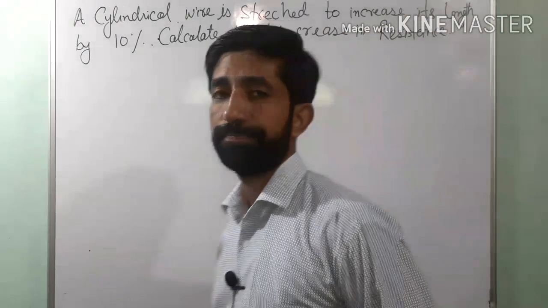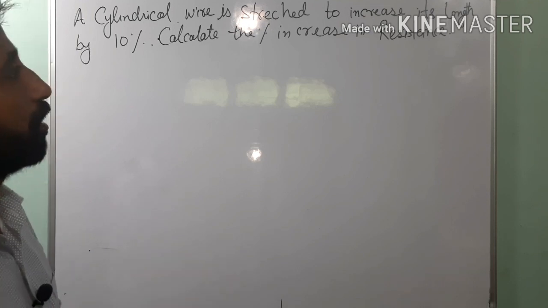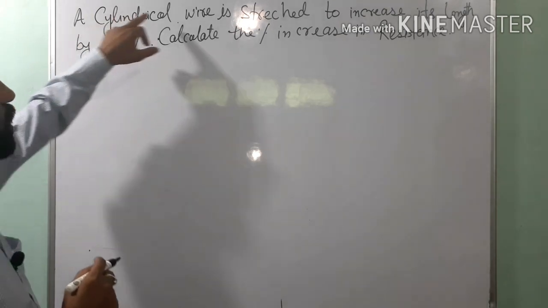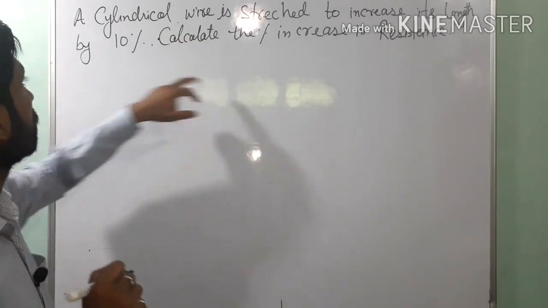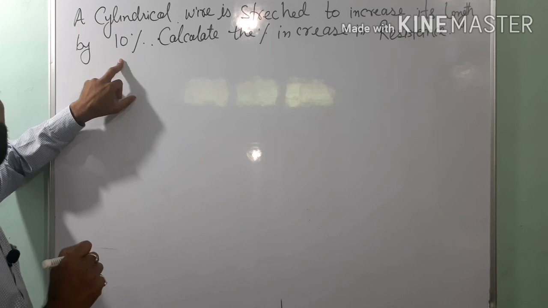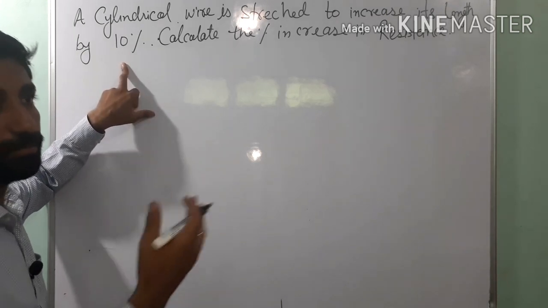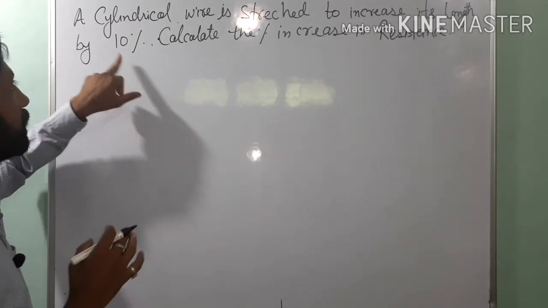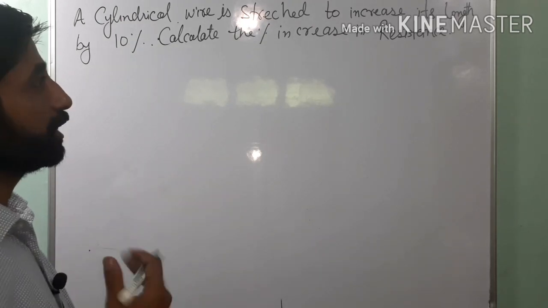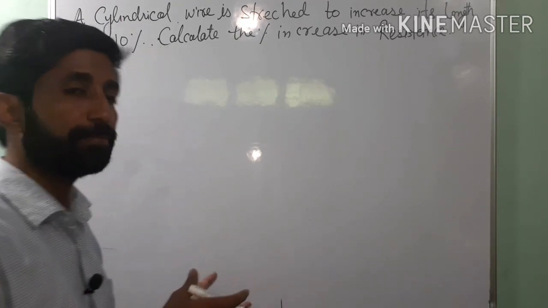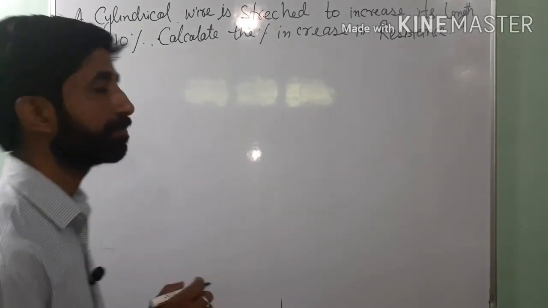So this is one more type of numerical regarding the resistance or change in resistance. A cylindrical wire is stretched to increase its length by 10%. We are not here doing what if the wire is stretched to 3 times or 4 times, but this is increased by 10%. So obviously the new length increases. For the same reason, calculate the percentage increase in the resistance.